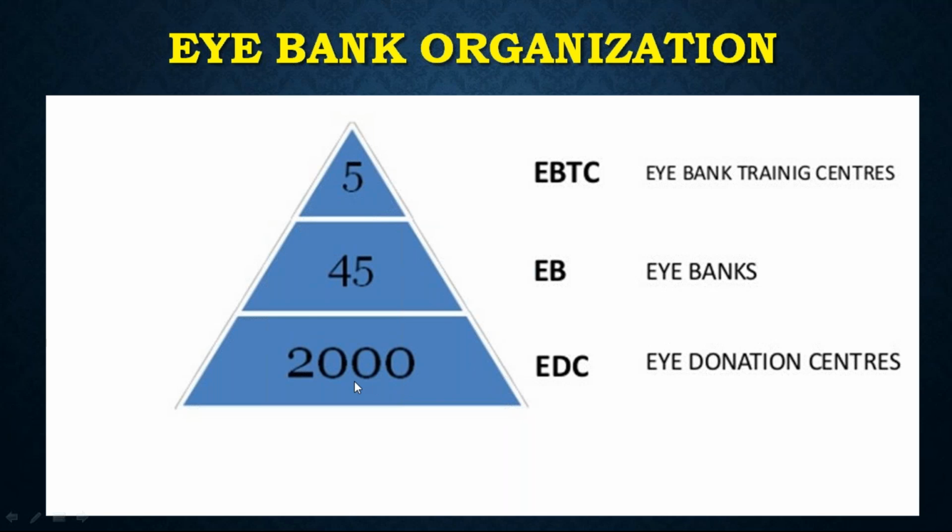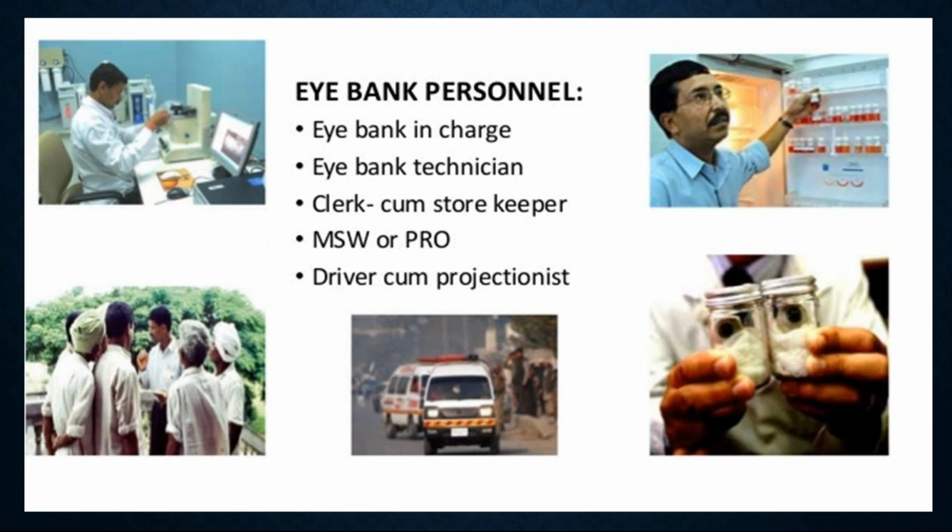This is the pyramid of eye bank organization: 2000 eye donation centers, 45 eye banks, and 5 eye bank training centers. This is the pyramid for eye bank donation. Eye bank personnel: eye bank in charge, eye bank technician, clerk cum storekeeper, PRO, driver cum projectionist.